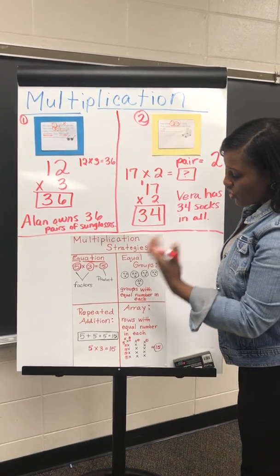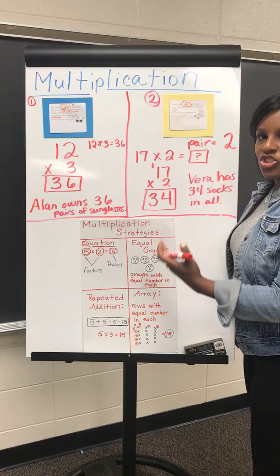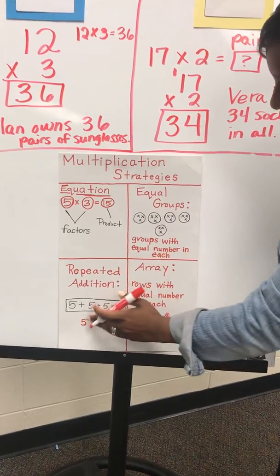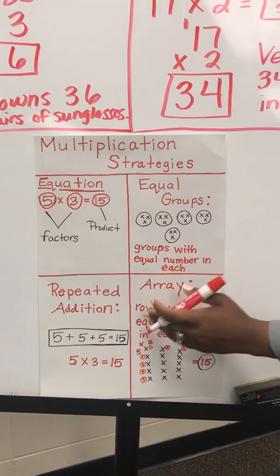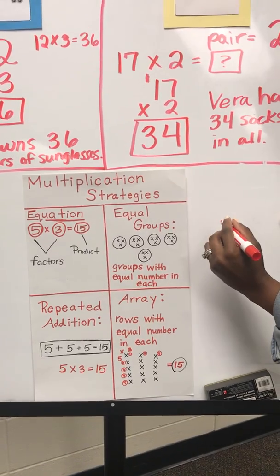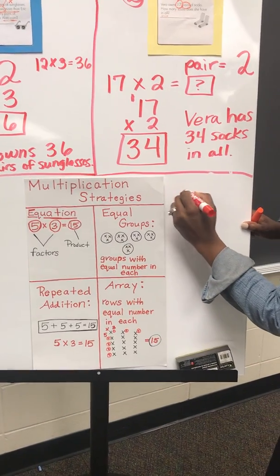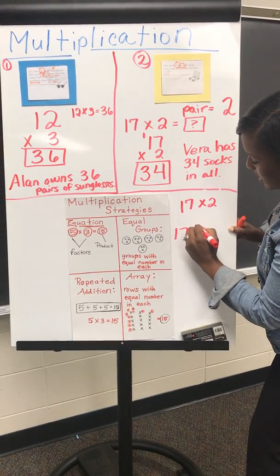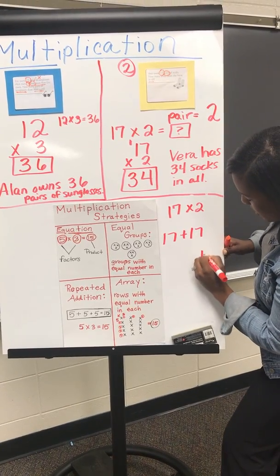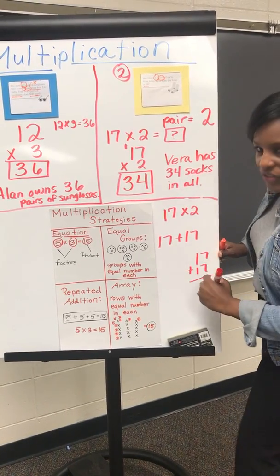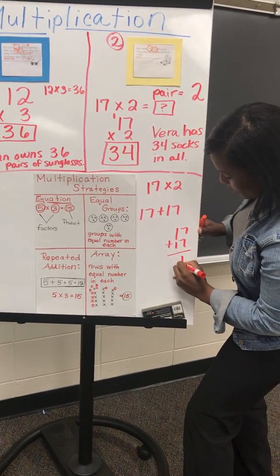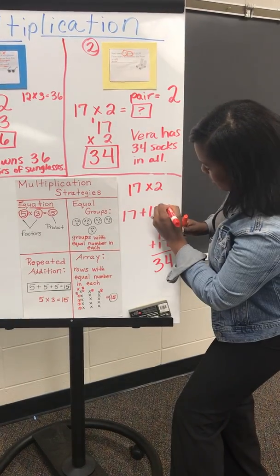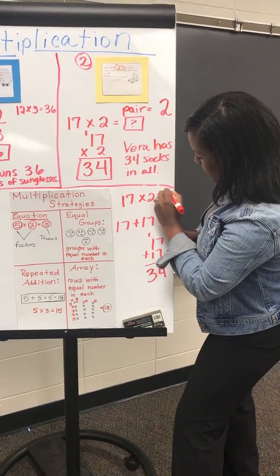Now, if you're struggling with multiplication, remember the strategies I mentioned last week: representing the problem in equal groups, using repeated addition, and an array. And real quick, I'm just going to do 17 times 2 using repeated addition. So 17 times 2 will look like this: 17 plus 17. To make sure it's accurate, I add it up. 7 plus 7, 14. 1 plus 1 is 2. 2 plus 1 is 3. So it also gives us 34.